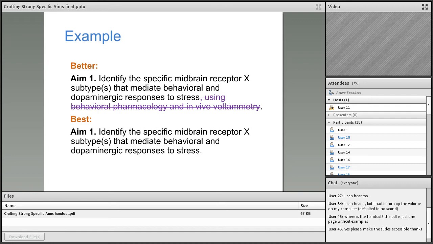And to be even more concise, you could delete the methods from the statement of the aim and just state the advance.